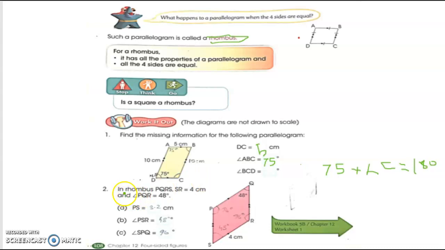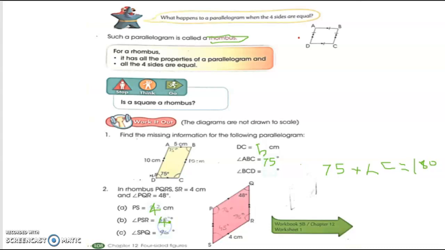Okay, now let's try the rhombus PQRS. So SR is equal to 4 centimeters, and angle PQR, this one is 48. PS, where is PS? Because this is a rhombus, all the sides are equal, so PS is also 4. The angle PSR, this is 48, so opposite angles are equal, so this is 48.